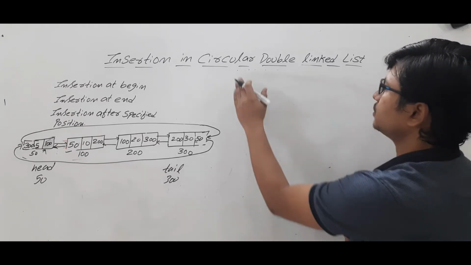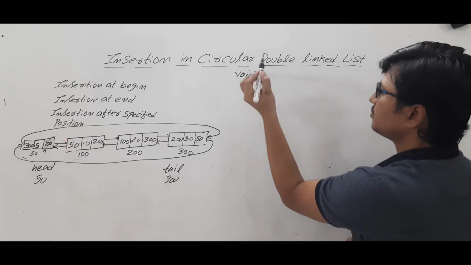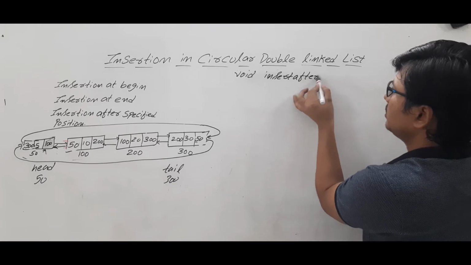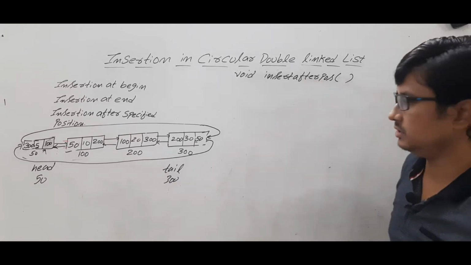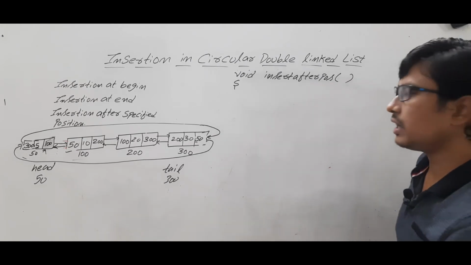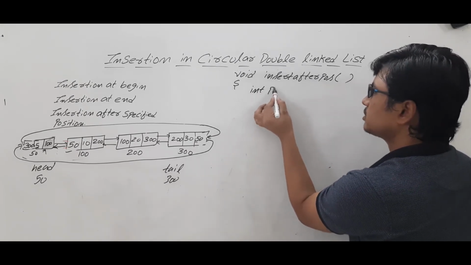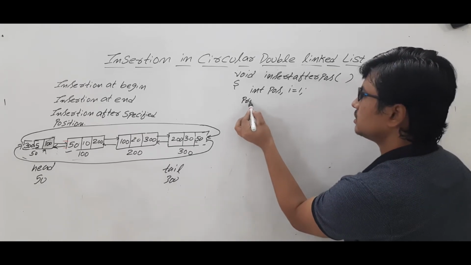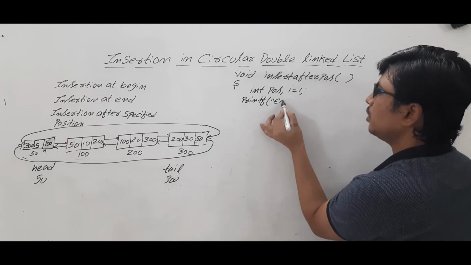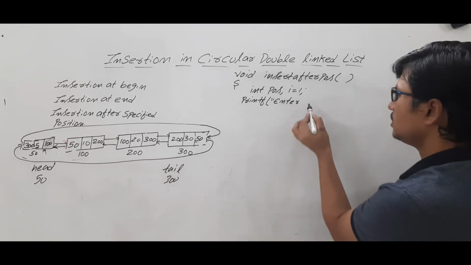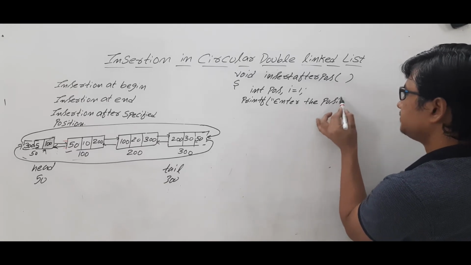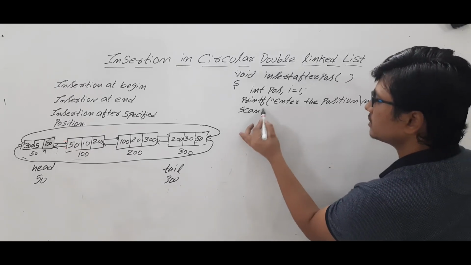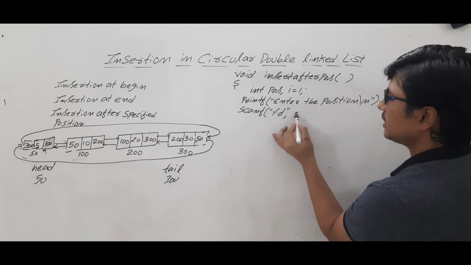Let me write the user defined function called insert after position, because we want to insert after a specified position. To do that, I will declare two variables called pos and i is equal to 1. Now for the position, I will ask the user, printf enter the position after which you want to insert. Once the user has entered the position, you have to read it with the help of the scanf function.